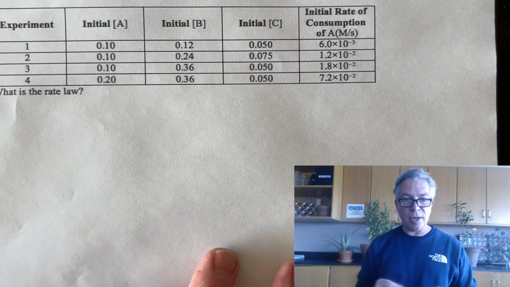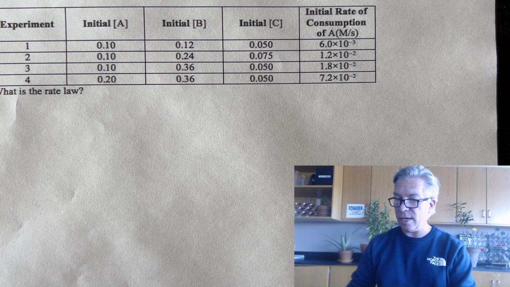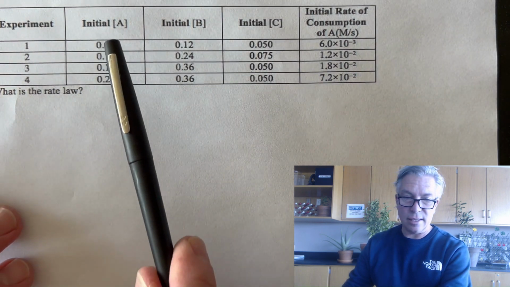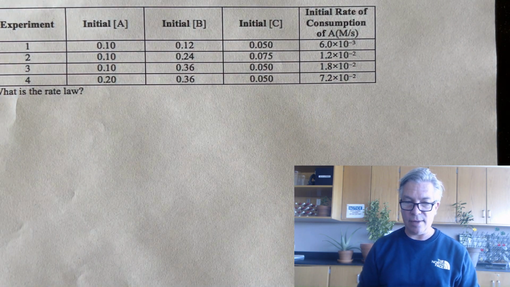And we'll do another quick pause the video moment. You can pause the video if you'd like and try to find the orders of reaction for A, B, and C. This one actually has 3 reactants on it. Take a moment, pause the video, and I'll show you what I found out about this.